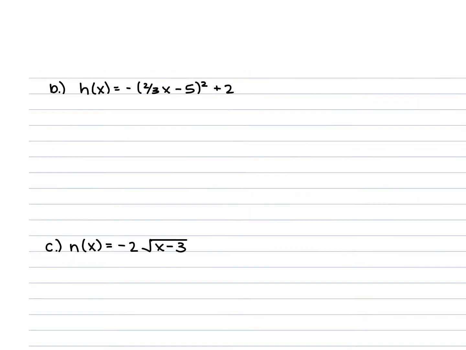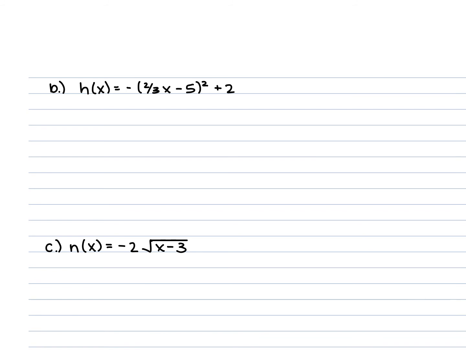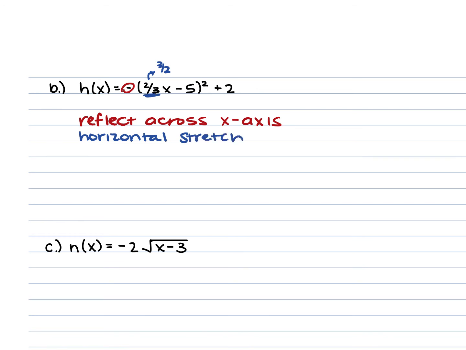For example B, we have h of x is equal to negative 2/3 (x minus 5) squared plus 2. This negative is in front of the parentheses, so we're reflecting across the x-axis. The 2/3 is inside the parentheses, so take the reciprocal of that. That's 3 over 2. 3 over 2 is greater than 1, so that gives us a horizontal stretch by a factor of 3 over 2. Next, you have that negative 5, so we're going to the right 5 units. And lastly, the plus 2, so we're going up 2 units.